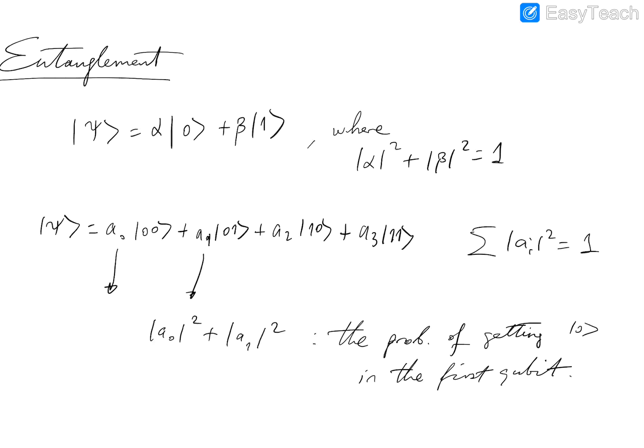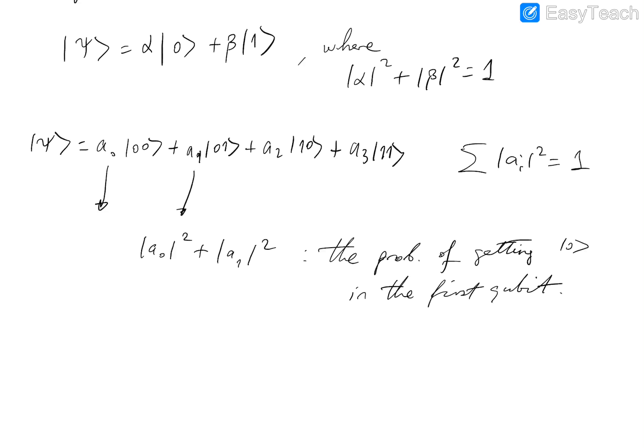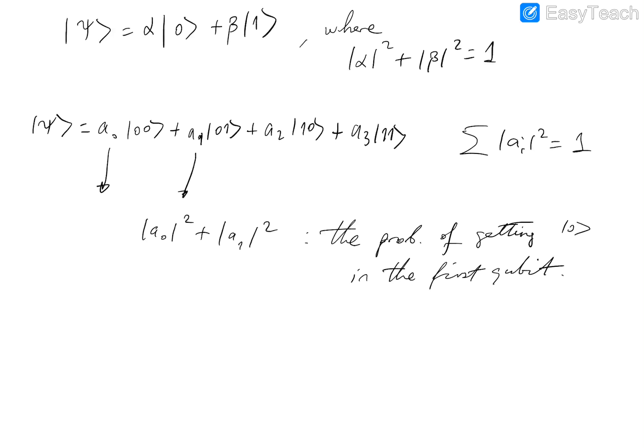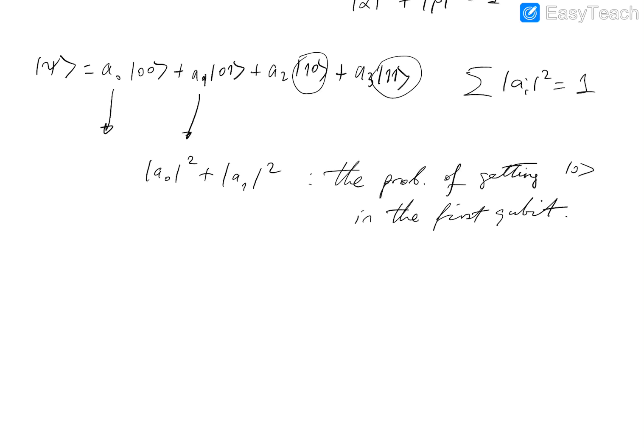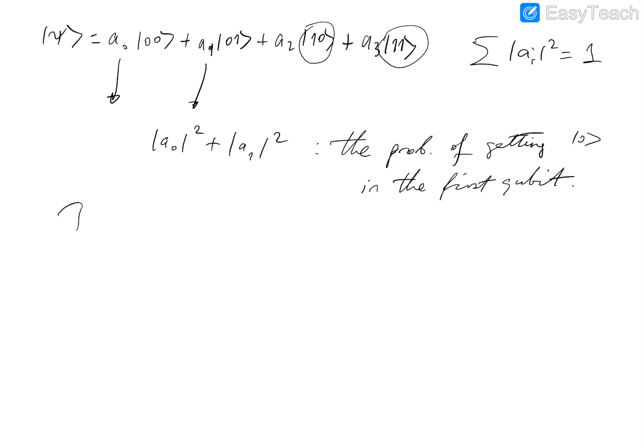Now, a more interesting question is the following. If we observe 0 in the first qubit, what is the new state after the measurement? Well, we know that the new state can't be |10> or |11> because these would be inconsistent with our measurements, right? So the new state will be, we are left with |00> plus |01>. Okay, but then we have to normalize the system.